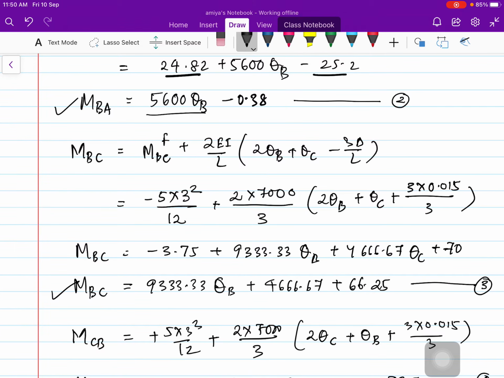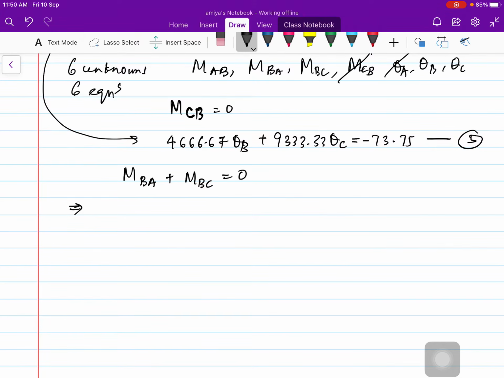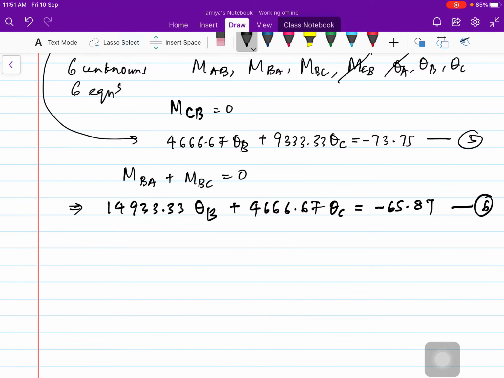So 5600 theta B plus 9333.33 theta B, this is theta C, plus 4666.67 theta C, then 66.25 minus 0.38. So this gives me 14933.33 theta B plus 4666.67 theta C is equal to minus 65.87. So this is equation 6.